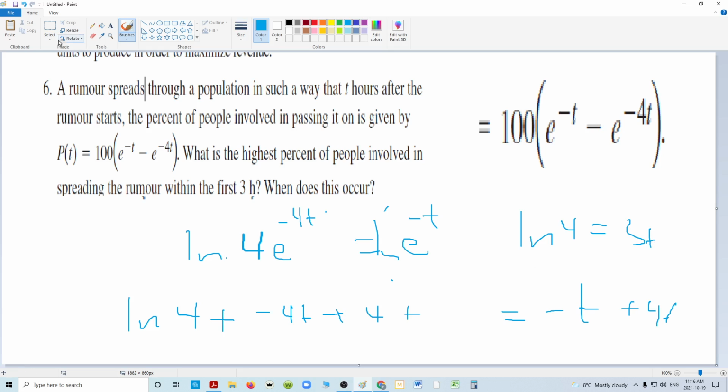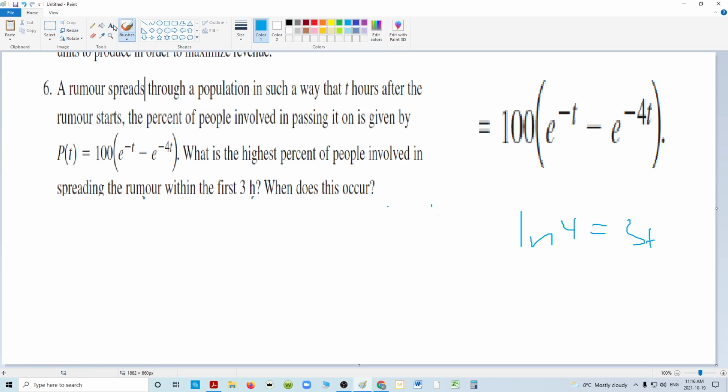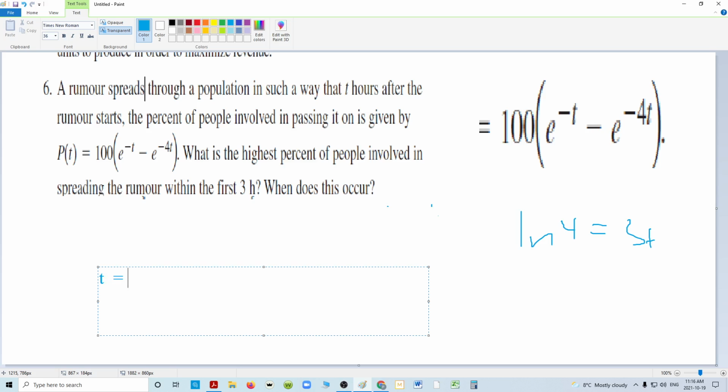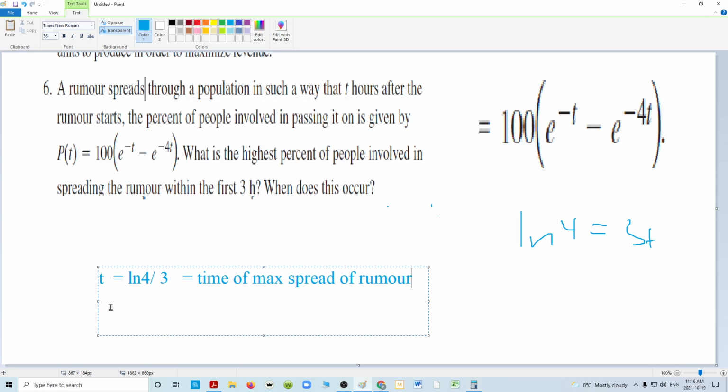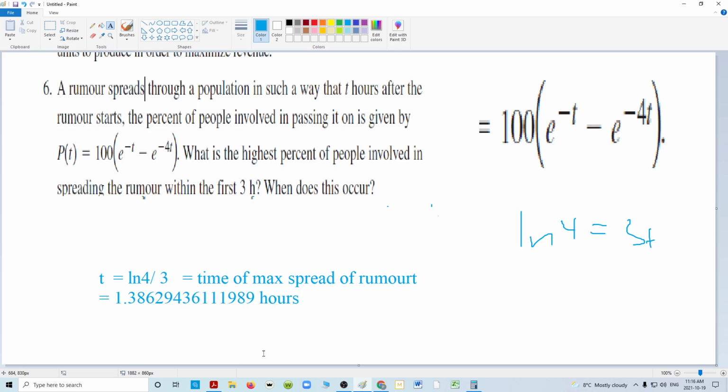So when t is equal to ln 4 divided by 3, you'll find the time of max spread of rumor. Then you have to put it back in, which means, what's the percentage?